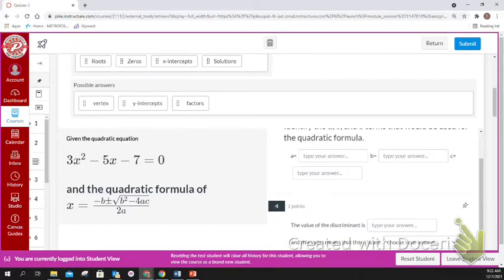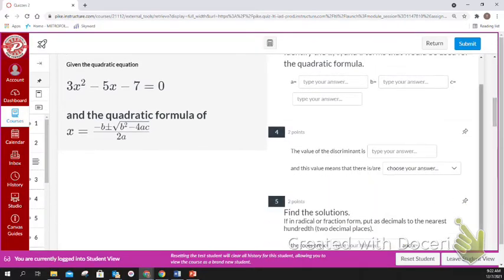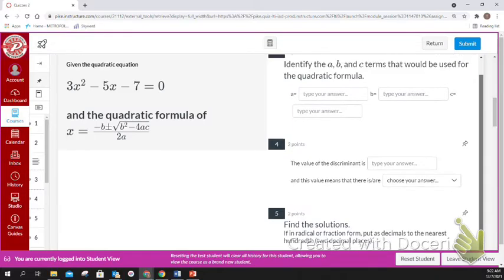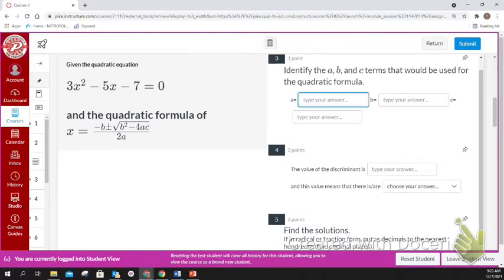Okay, here's the quadratic formula. You definitely, again, want to make sure you have that copied down in your notes. So A is what? What is A? 3. So A is 3. B is the number in front of x, which is -5. And C is -7.